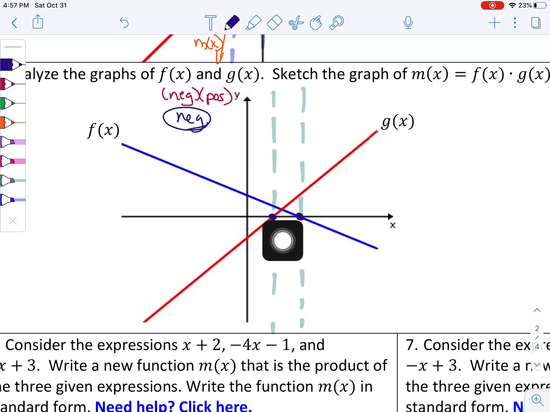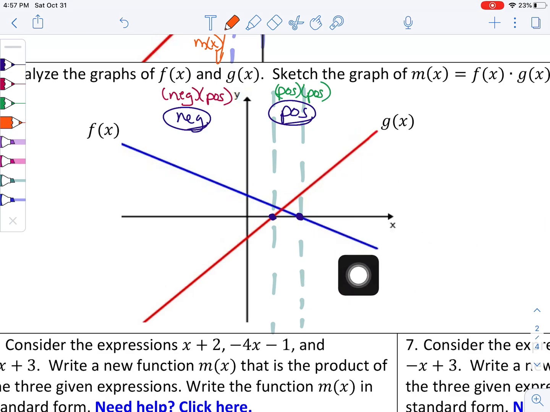All right, middle section here. Both lines are above the x-axis, so both lines are positive, which means we've got a positive times a positive. Well, that's going to give me a positive answer.